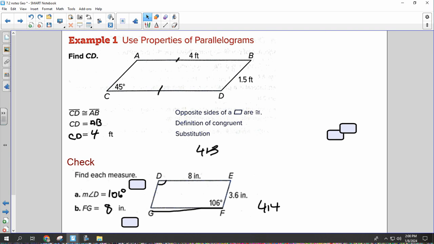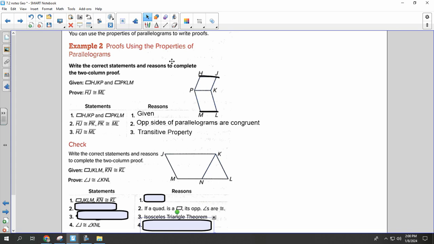All right, moving along. We can use properties of parallelograms to write proofs. We are in example 2. We're going to write the correct statements and reasons to complete the two-column proof. We have parallelogram HJKP, and parallelogram PKLM. And we want to prove that HJ is congruent to ML.